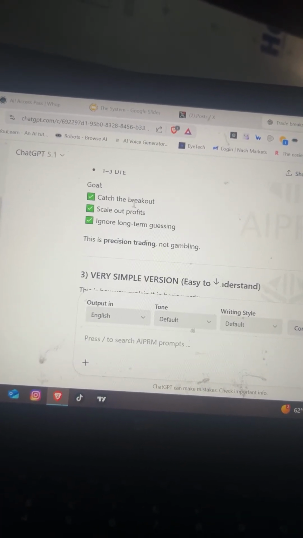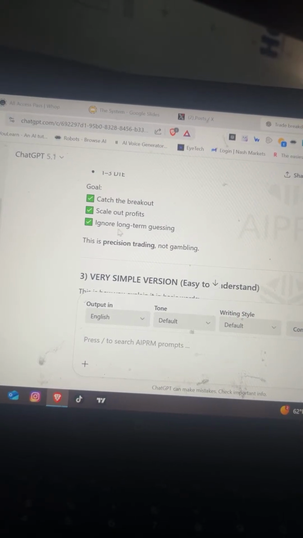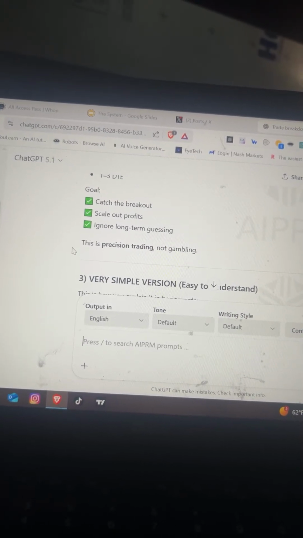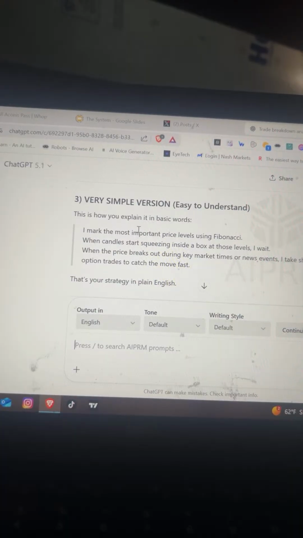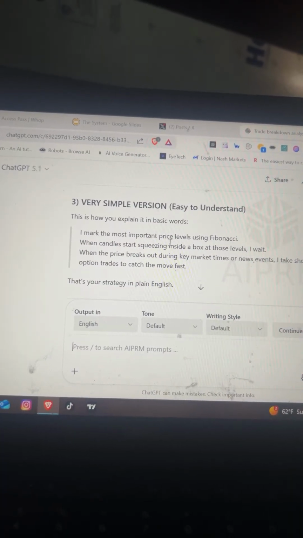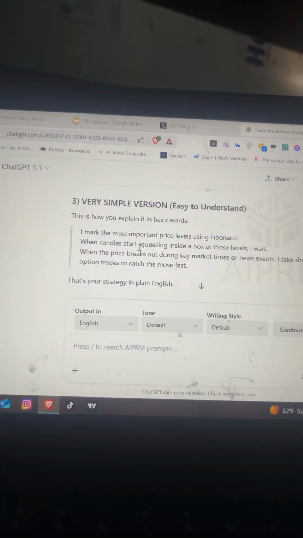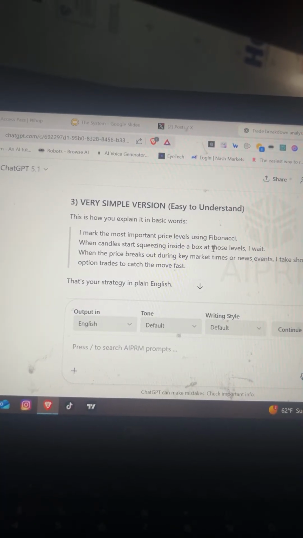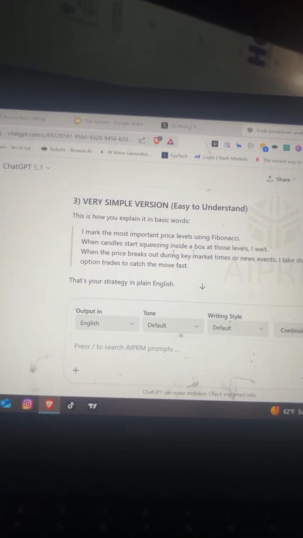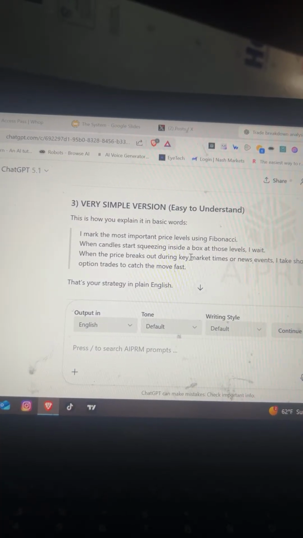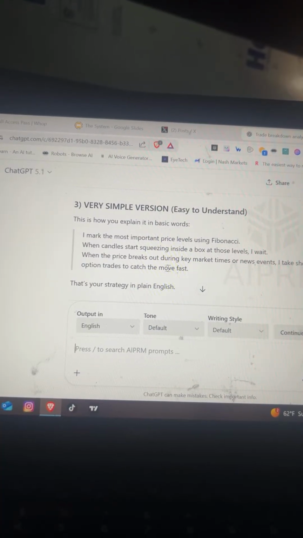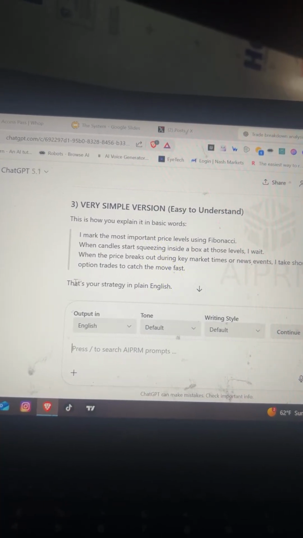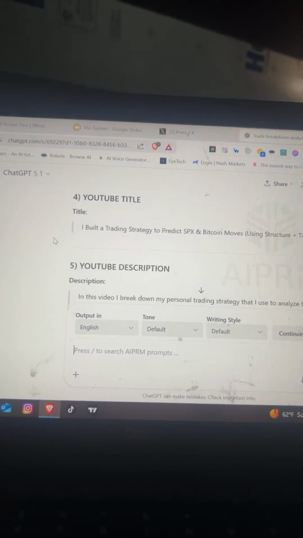The goal is to catch a breakout, scale out profits, and ignore long-term guessing. This is precision trading, not gambling. Very simple version: I marked the most important price levels using Fibonacci. When candles start squeezing inside of a box at those levels, I wait. When price breaks out during key market timing news events, I start a short-term option trade to catch the move fast. That's your strategy in simple plain English.